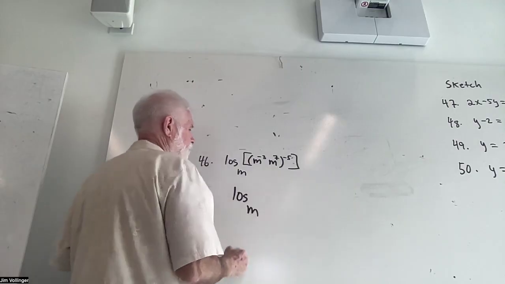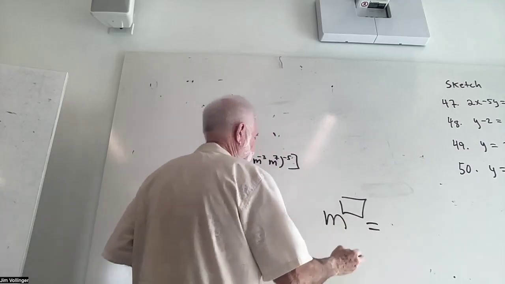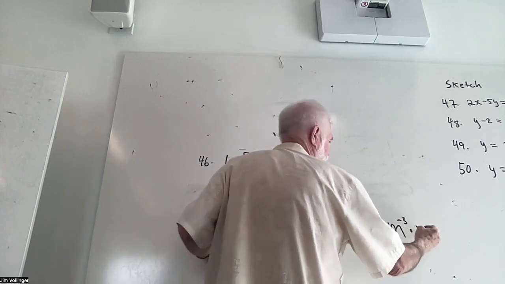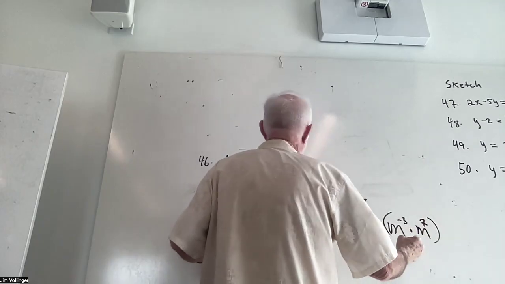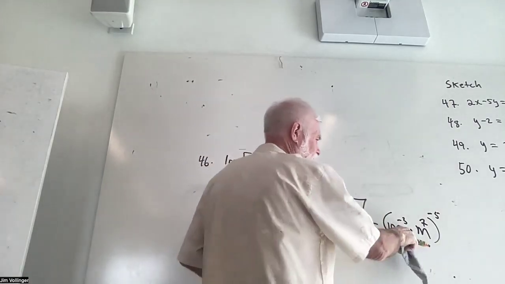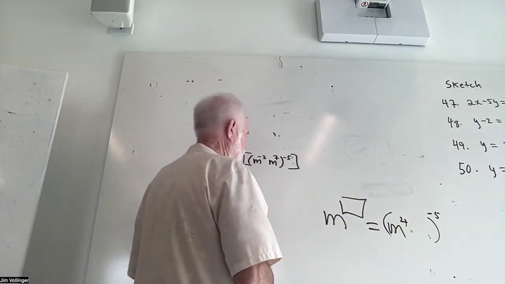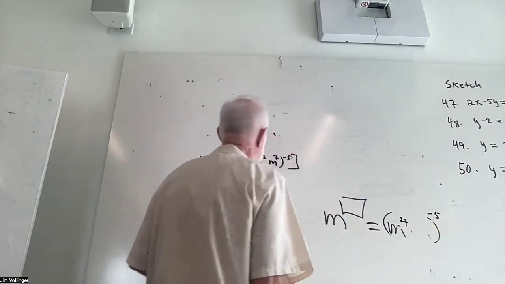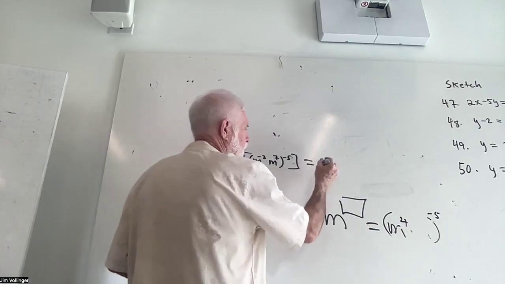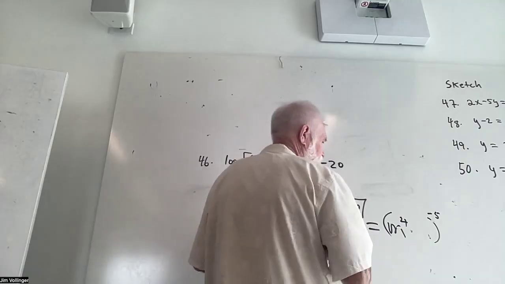Log base m means I'm looking for what do I put on top of m to get m to the minus 3 times m to the 7 raised to the negative 5. Well, can you see that? Yes. Minus 3 and 7 means 4. Yep. Times negative 5. The exponential activity appears to be minus 20. That's my answer to this problem.